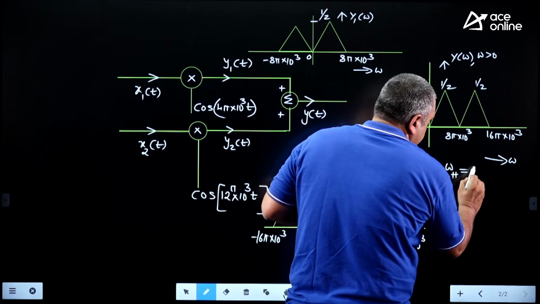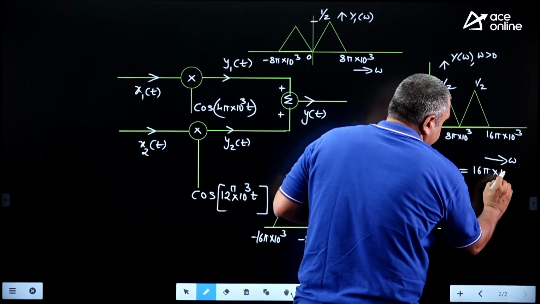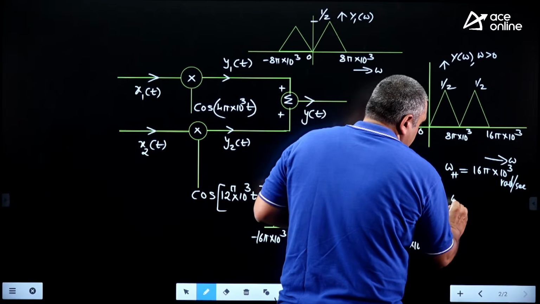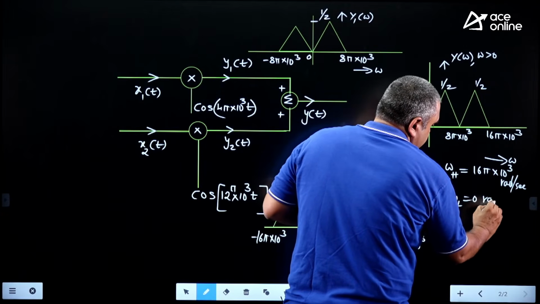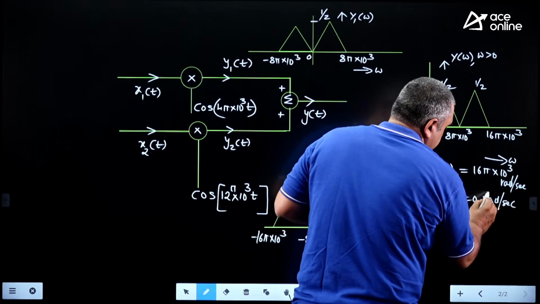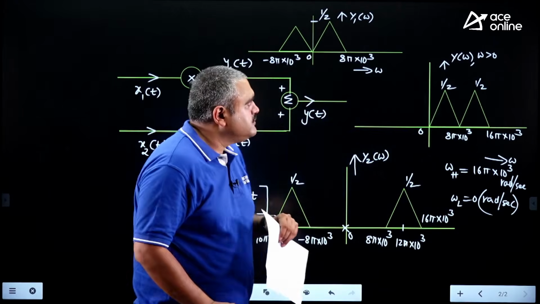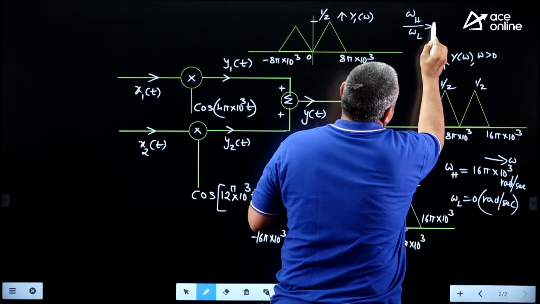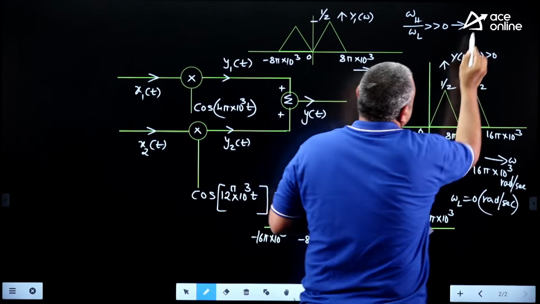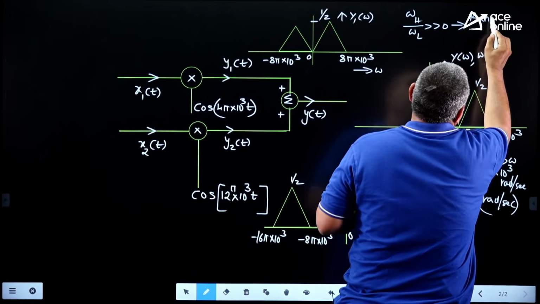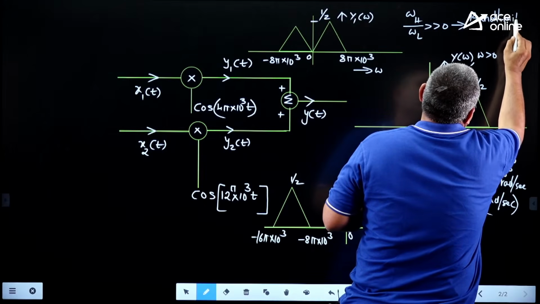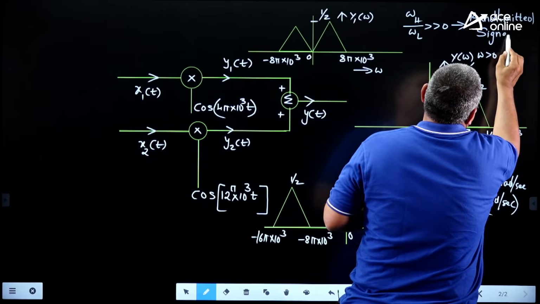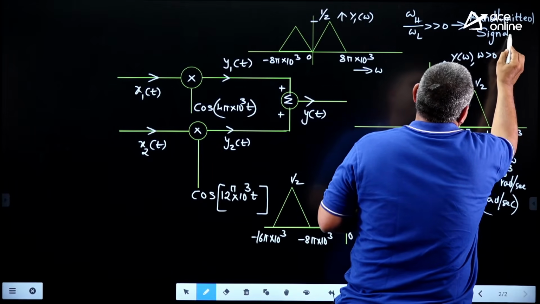The axis is in omega plane, so it is 16 pi into 10 cube radians per second. And what is omega L? 0. That means the ratio of the highest to lowest frequency is very, very high. So whenever the ratio of omega h to omega L is very, very high, then these types of signals come under band limited signals only. I told this very clearly in classes also, the major difference between band limited and band pass signals.